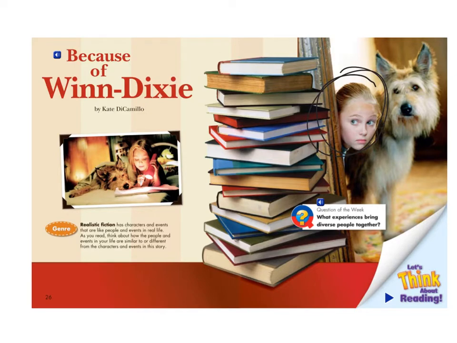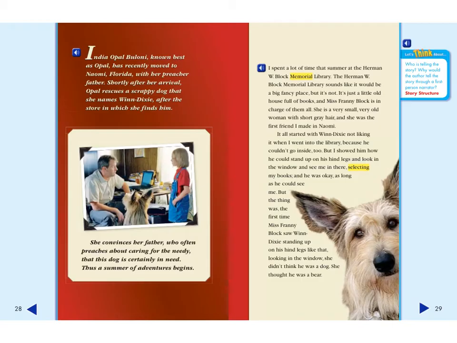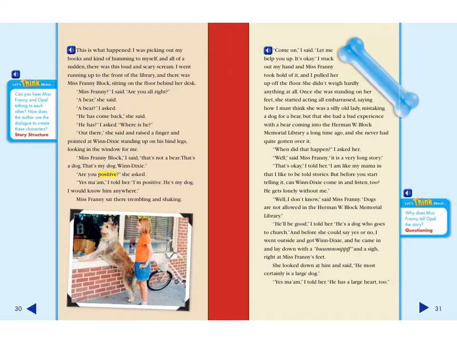So we know that we have the main character, Opal. We know that we have a dog she found at the grocery store named Winn-Dixie. These are major characters in the text. We know she convinces her father to keep Winn-Dixie, at least for now. We know that she likes to visit the Herman W. Block Memorial Library, and Winn-Dixie sits outside, peeking through the window and watching her choose her books.